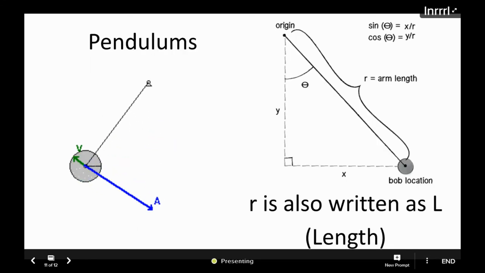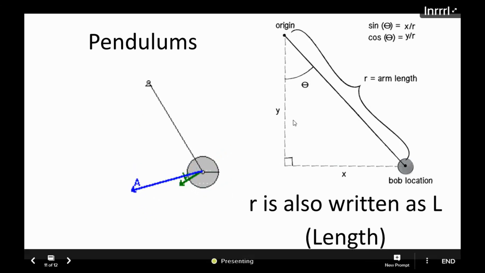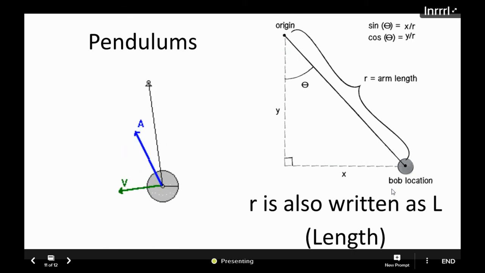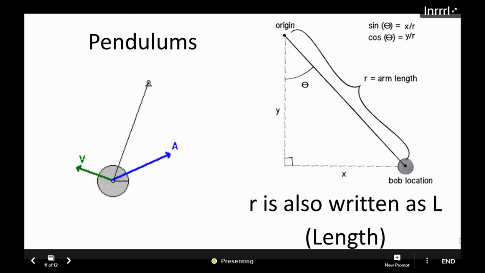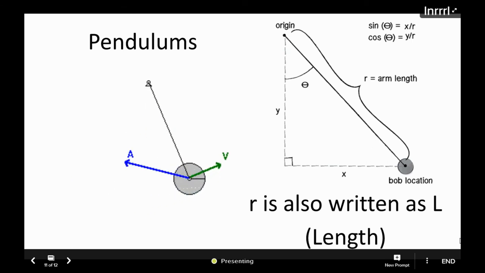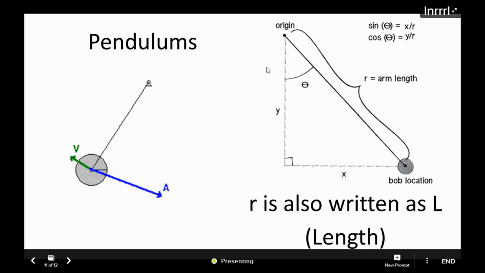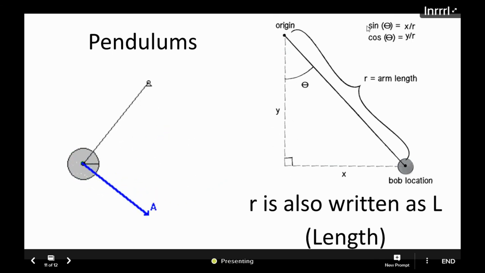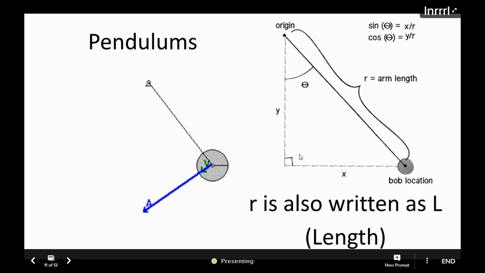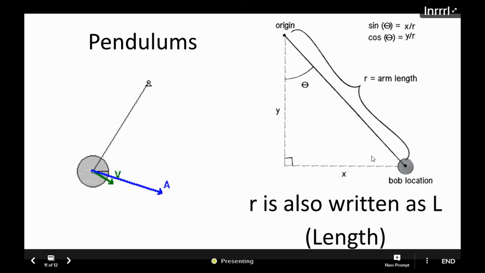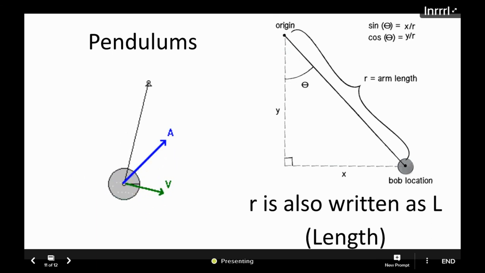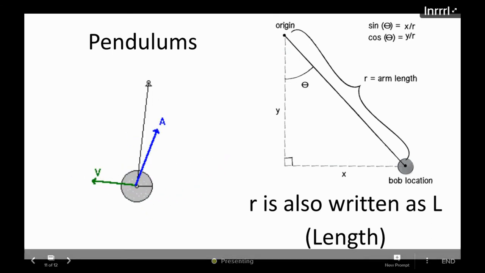So, a pendulum, you do need to know a couple things about a pendulum. Usually the arm length is denoted as R, because it's like a radius. You may also see it as a capital L, which is length. And you can make it into a triangle with an X and Y component, and you can use sine and cosine to figure out, for example, how long the R or L is. So sometimes you'll need to do that. Yeah, triangles and sine and cosine.